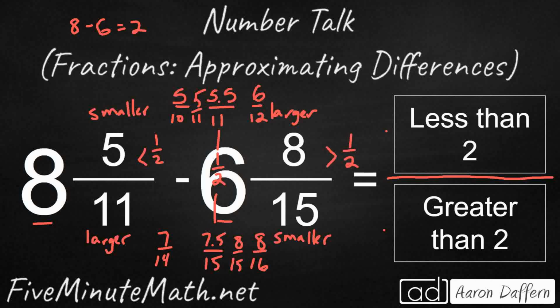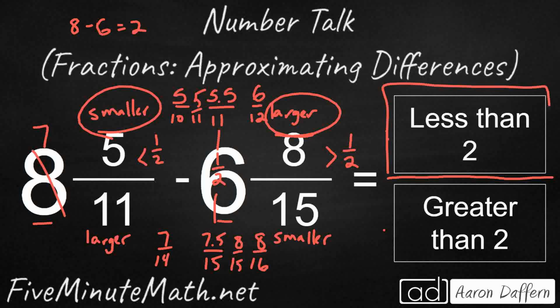We can use that now. I have a little bit larger than 1/2, which means this is the larger number. And 5/11ths is a little bit smaller or less than 1/2, which means this is the smaller number. And when you take a larger number from a smaller number, you're going to end up having to regroup this to make it really work, which means it's going to be a little bit less than 2.